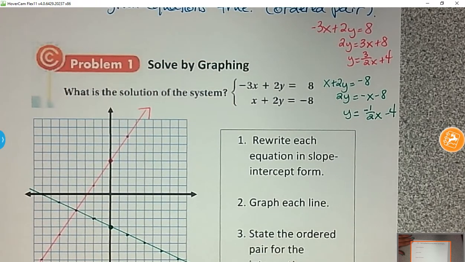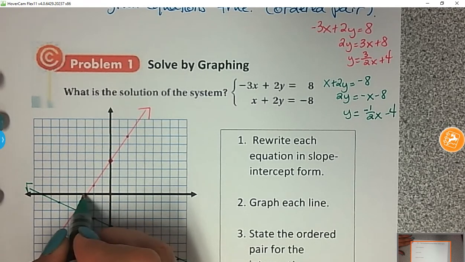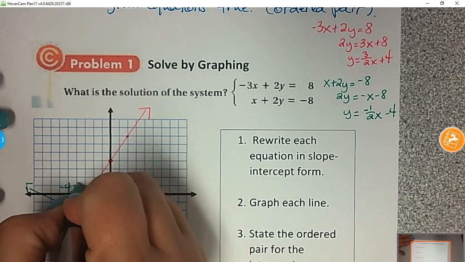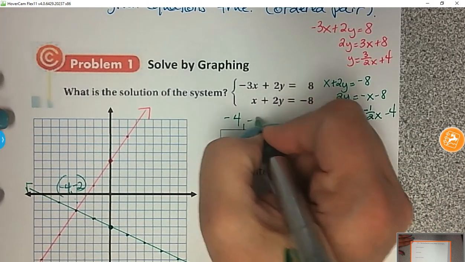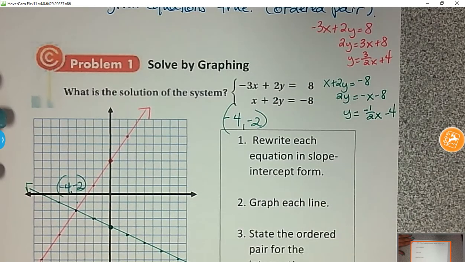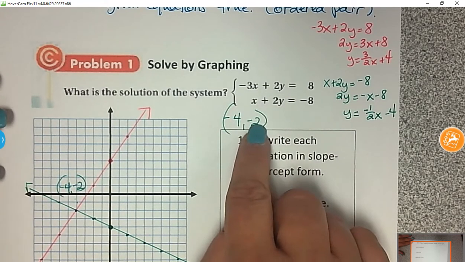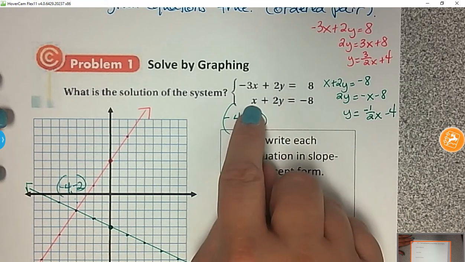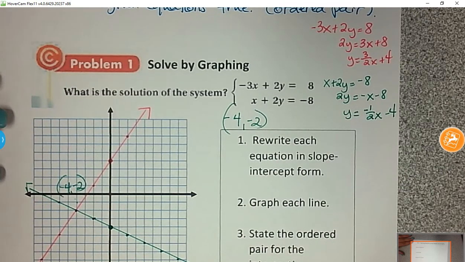And what I'm looking for is the ordered pair where those two lines intersect. This ordered pair here is 1, 2, 3, -4, -2. So your solution is (-4, -2). One way to check that is to plug in -4 for x and -2 for y. Make sure it makes that a true statement, and then plug in the -4 and the -2 in the other equation. It must make that equation true as well.